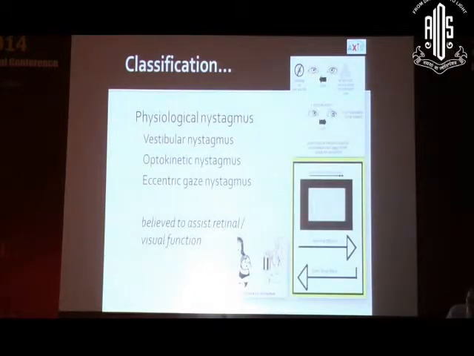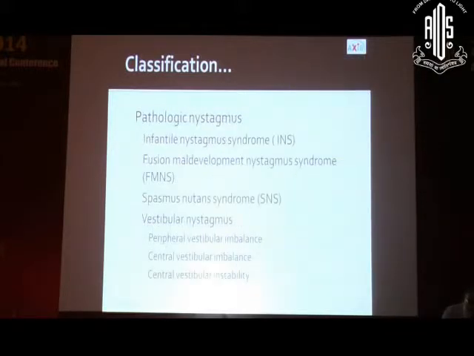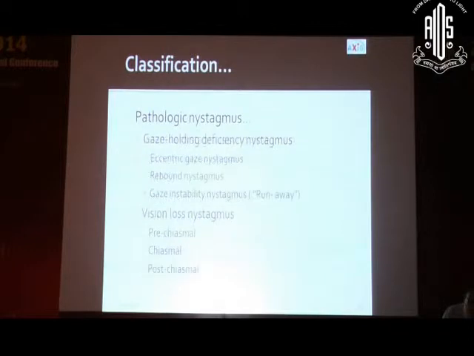The physiological nystagmus includes the vestibular nystagmus, in which the eyes will move away from the cold or the warm target. The optokinetic nystagmus, which can be illustrated by rotating a drum, with a rectilinear movement of the eyes, and the eccentric gaze nystagmus. All these are believed to assist retinal or visual function. In the pathological nystagmus, we have different types like the infantile nystagmus syndrome, the FMNS, and the SNS.